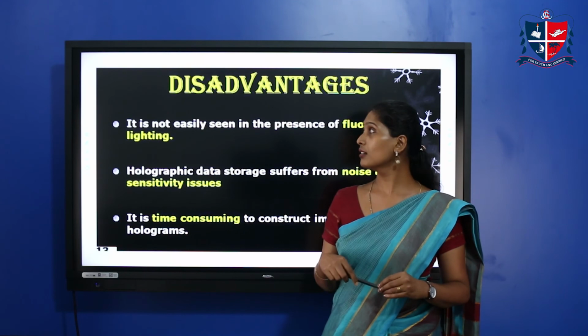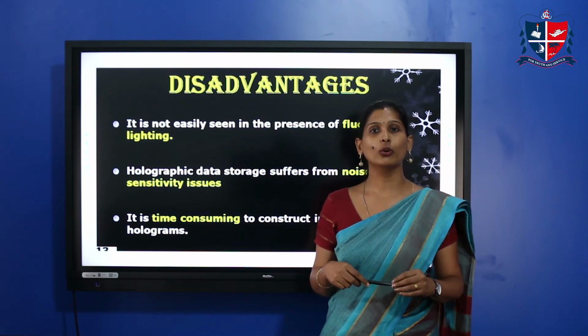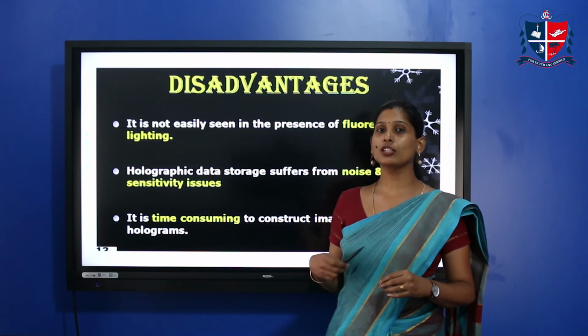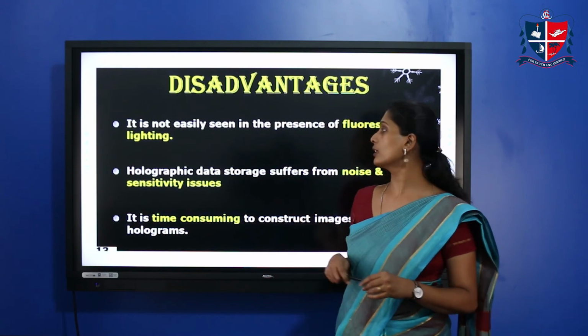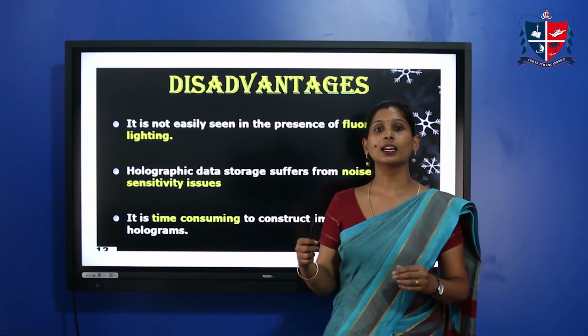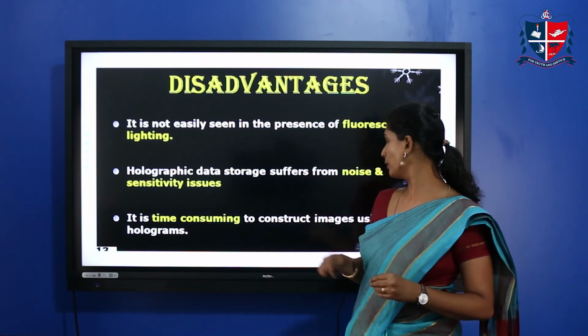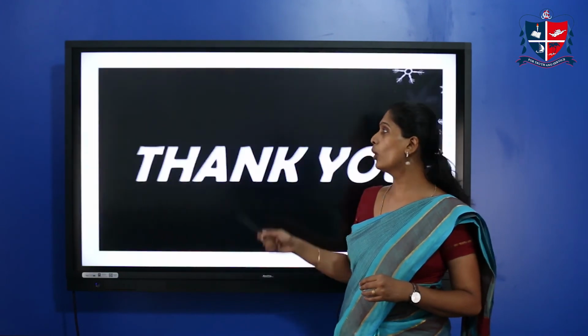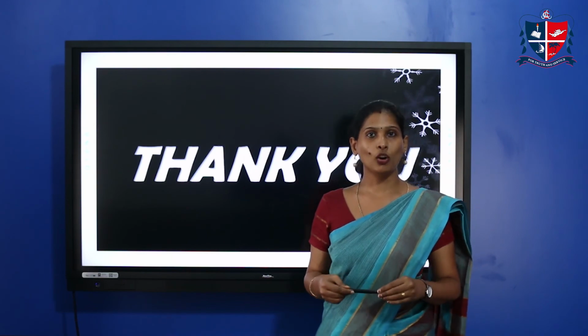Now, these are some minor disadvantages of holography. First of all, it is not easily seen under fluorescent lighting. Then it has some noise and sensitivity issues, and it is a time-consuming process to construct the holograms. So that's about the holography technique.